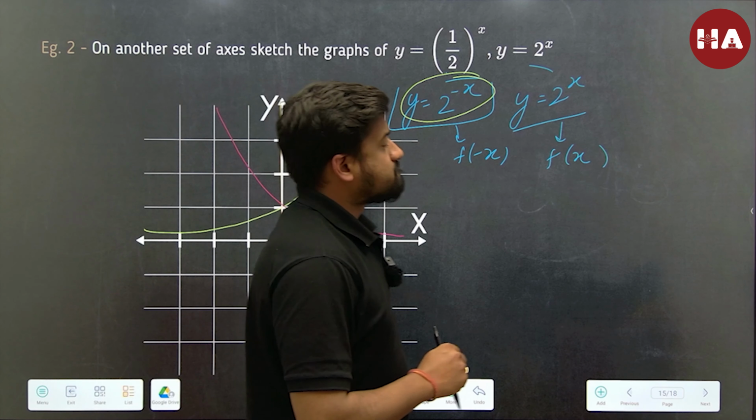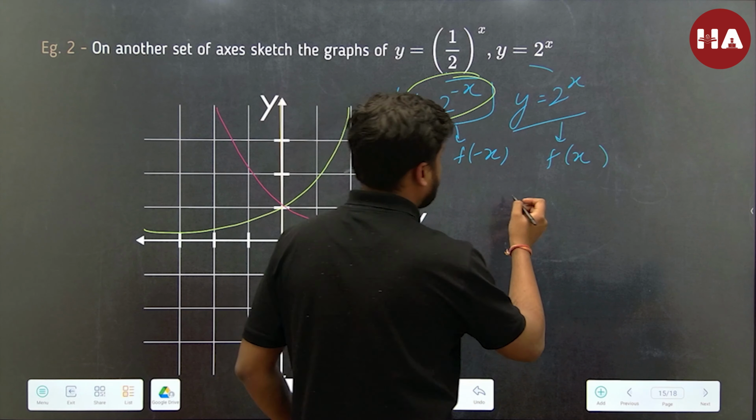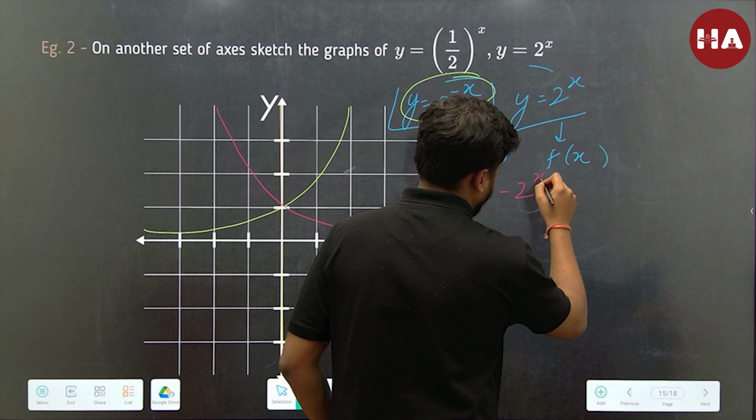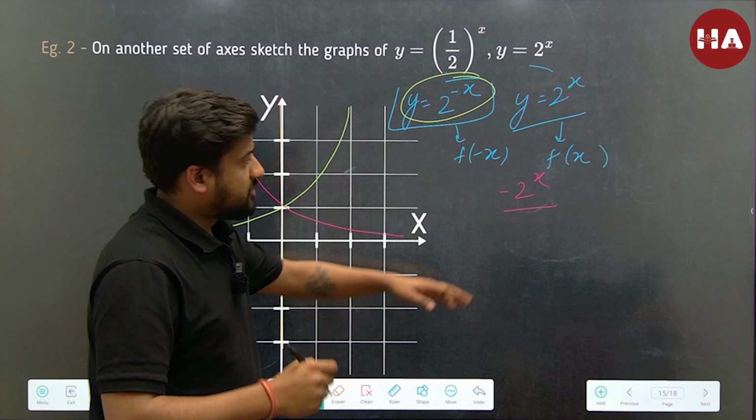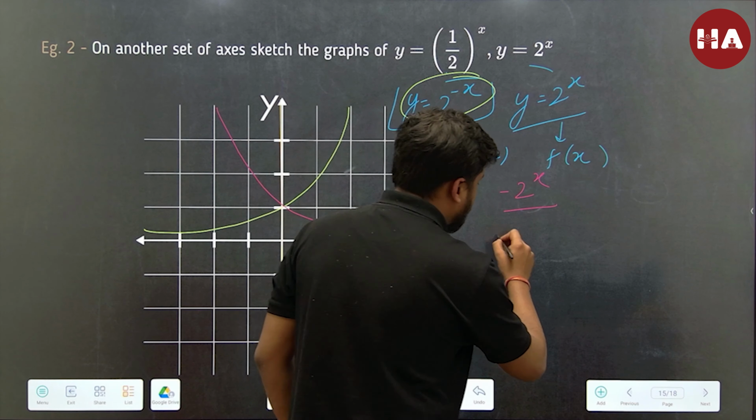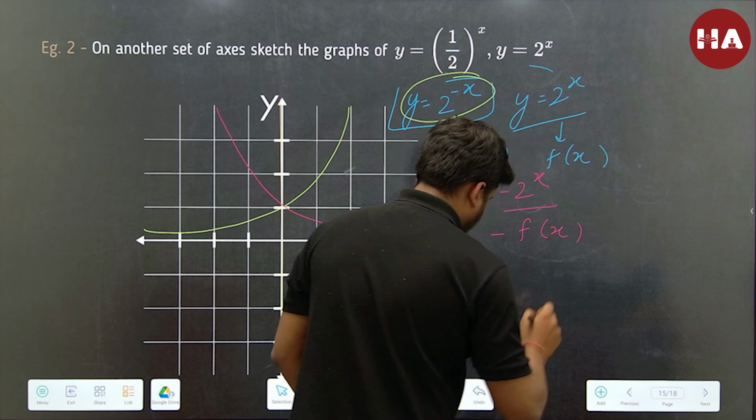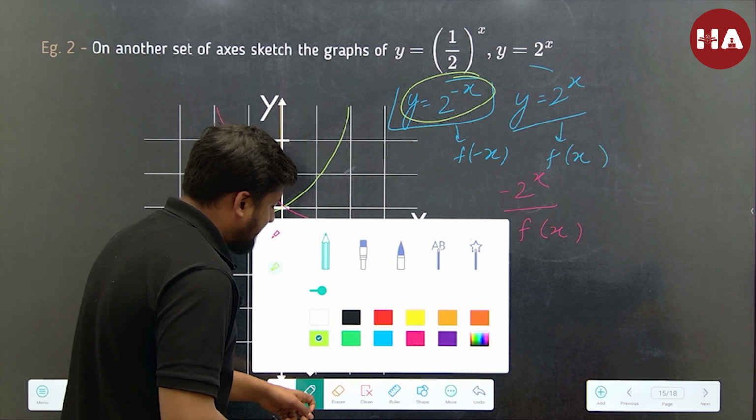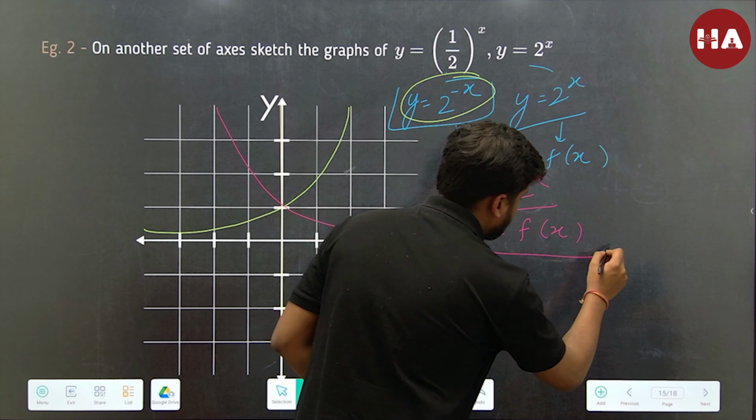Also remember, the question could have asked you to draw the graph of minus 2 to the power x also. So this is the graph of minus f of x. And what do we have to do when we have to find the graph of minus f of x?